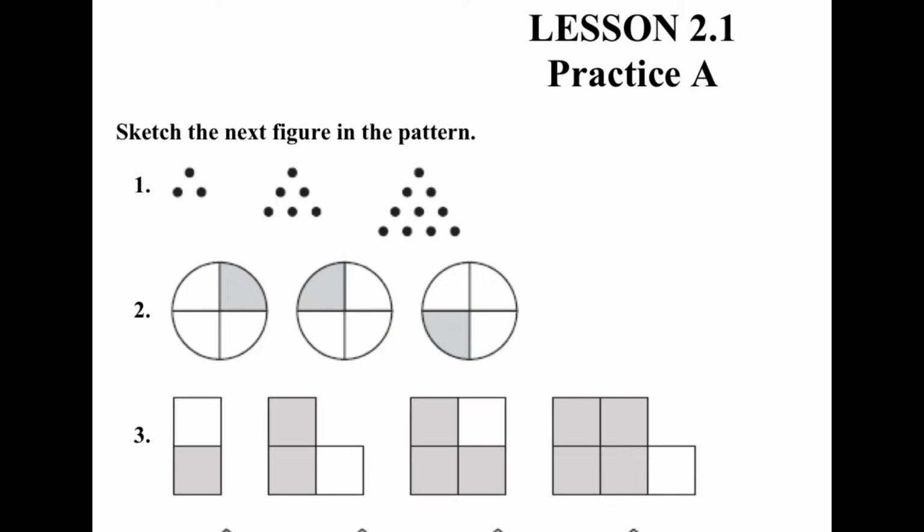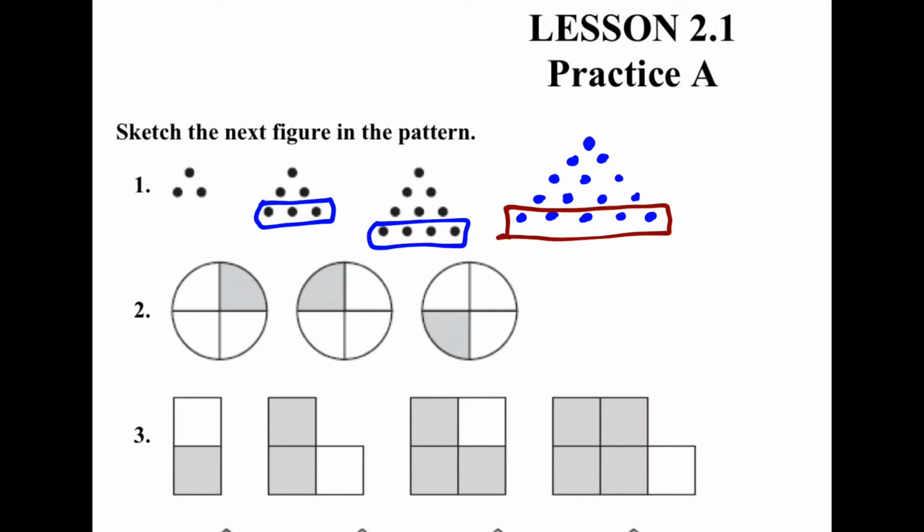This is a worksheet for 2.1. We're recognizing patterns and sketching the next figure. We can see here we add a new row of 3, a new row of 4. The next figure would add a new row of 5.